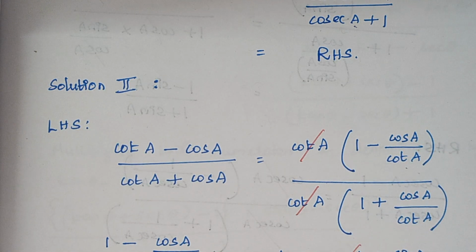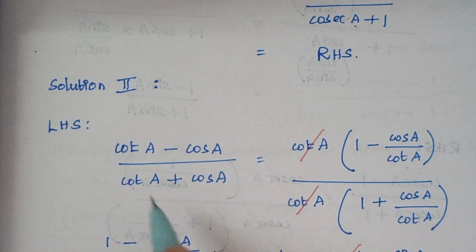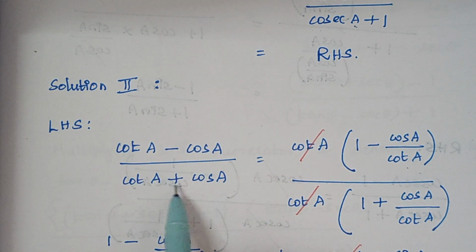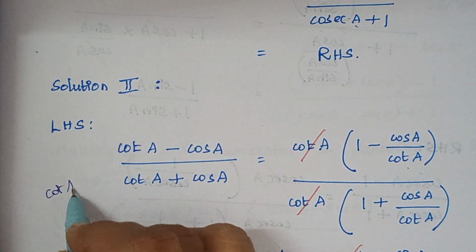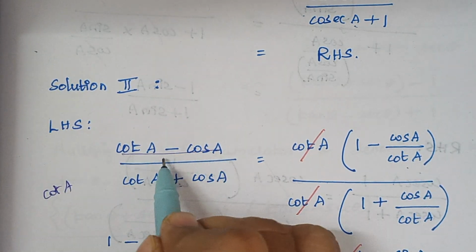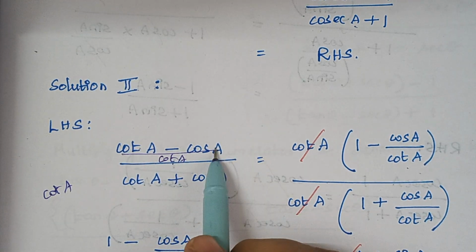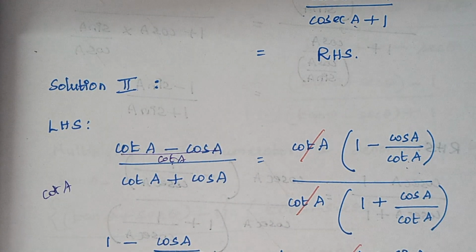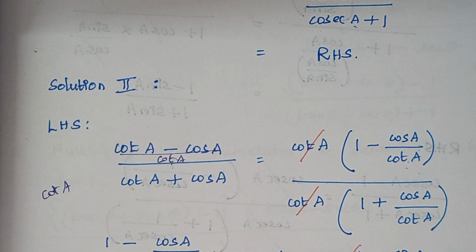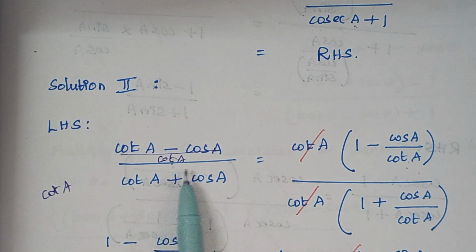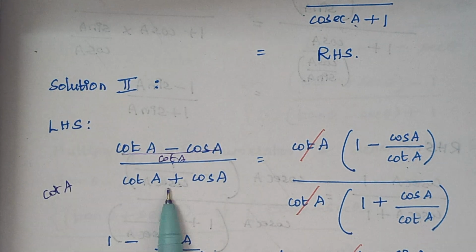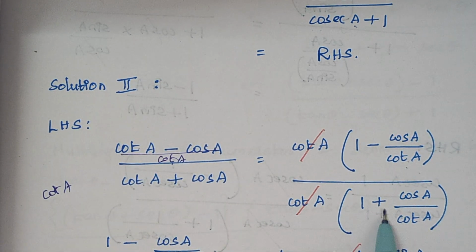If you have any doubt in this, or else you can make another small step, that is divide both the numerator and denominator by cot A, right? When you divide by cot A, what happens? Cot A by cot A becomes 1, and this term becomes cos A by cot A, right? It's up to you, okay? Anyway, it is correct. So again here in the denominator, when I take this cot A outside, it becomes 1 plus cos A by cot A, right?